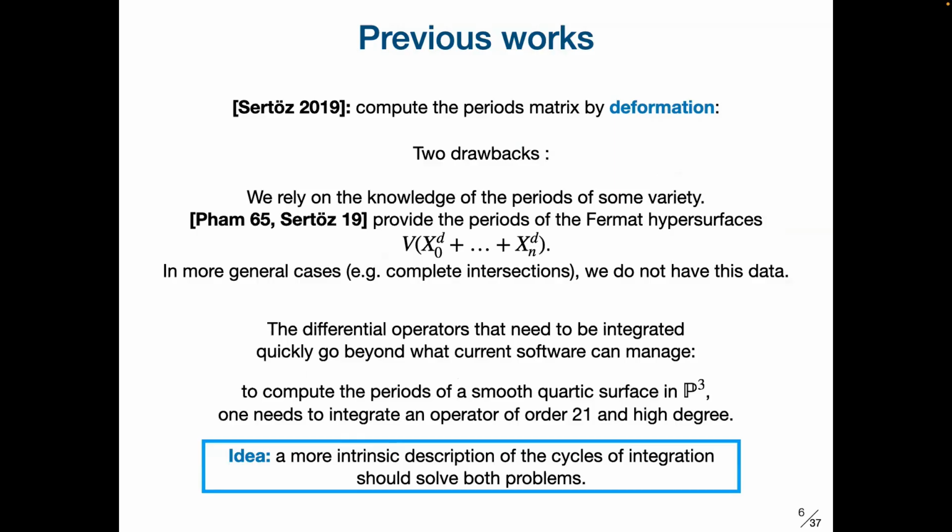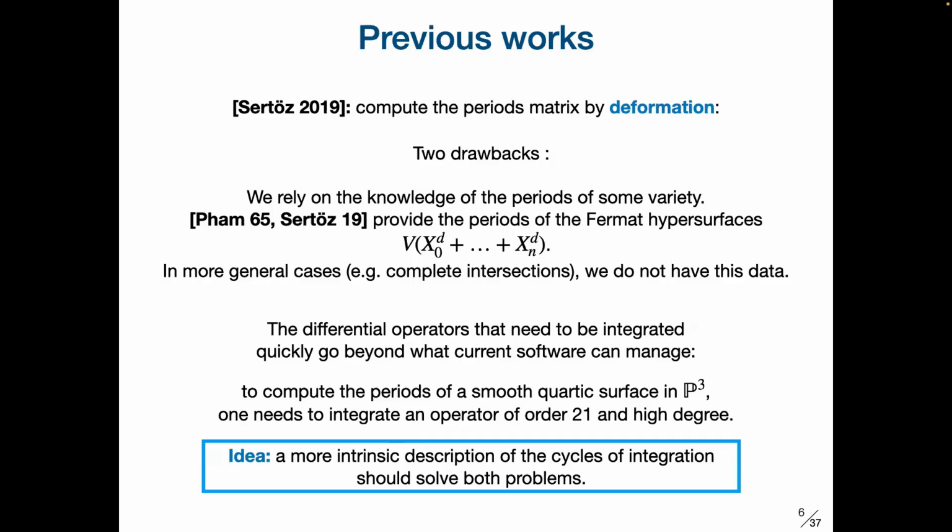This method is nice because it works in any dimension and any degree, but it has two main drawbacks. The first one is that if you want to apply it to something different than hypersurfaces, then you're a bit stuck because you don't have the starting point that was the Fermat hypersurfaces. So in more general cases, for complete intersections, for elliptic surfaces, and so on, you don't have the starting point. At least you would have to work to get it.